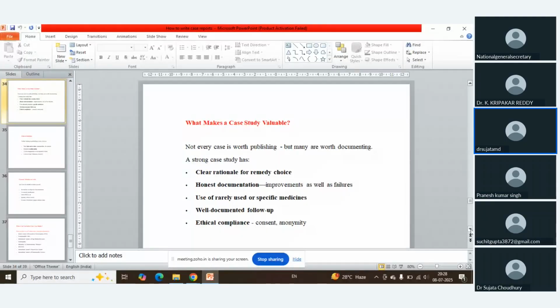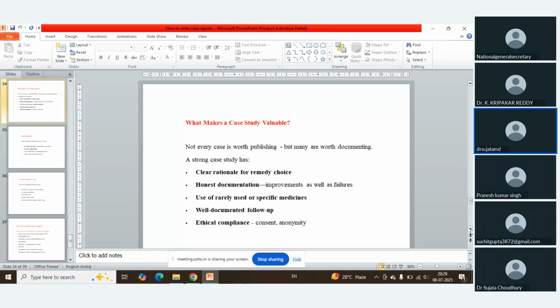So, what makes a case study valuable? Not every case is worth publishing, but many are worth documenting also. The cases we are seeing are so many that we are not able to publish all of them. But you have to document all these cases in a systematic format. So which case do we call a strong case study?